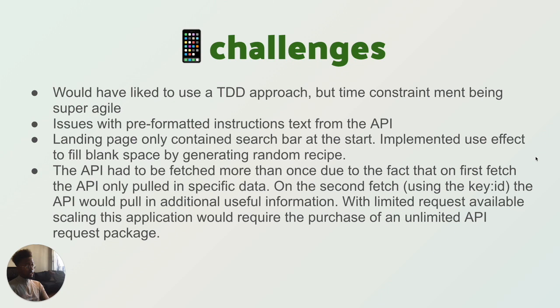Another thing to mention is that the API had to be fetched more than once, because the first fetch only pulled in some core information like the title, the ID, and the image, and didn't come with the instructions. So in order to get the instructions, you had to make another request using the ID, and then the API would pull in the additional information like the step-by-step instructions. Of course, this came across as a challenge because we had limited requests, and we understand that scaling this would require the purchase of an unlimited API package.